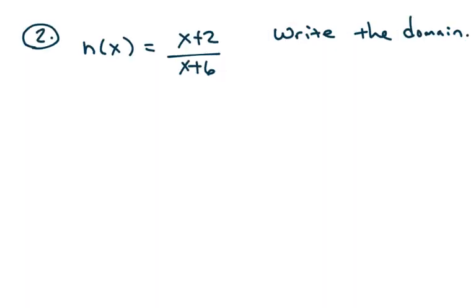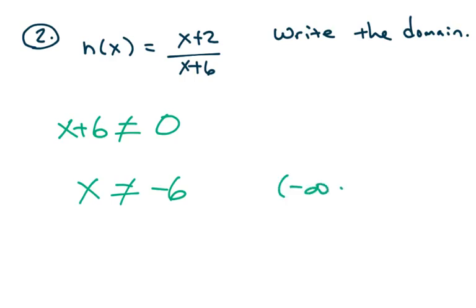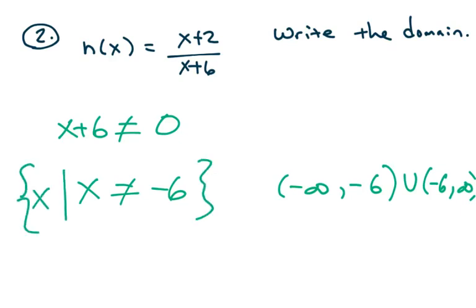So, if you take a look at number 2, it's more of the same. We're just going to say x plus 6 can't be equal to 0. So by the same math from the previous problem, we get x cannot be negative 6. So in interval notation, this would just be negative infinity to negative 6 union negative 6 to infinity. And here we would write it formally as x such that x does not equal negative 6.